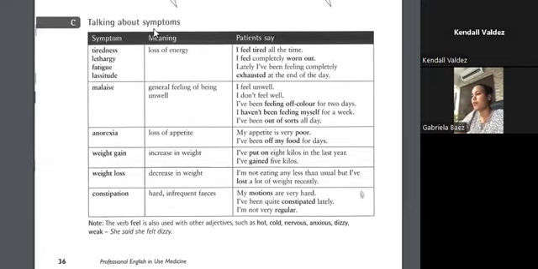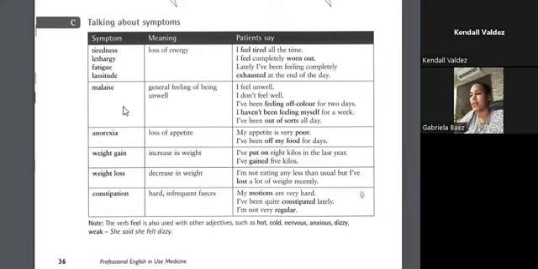Talking about symptoms: tiredness, lethargy, fatigue, lassitude, meaning loss of energy. Patients say, I feel tired all the time. I feel completely worn out. Lately, I've been feeling completely exhausted at the end of the day.